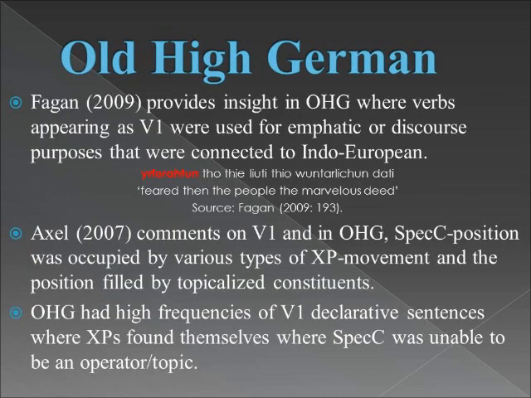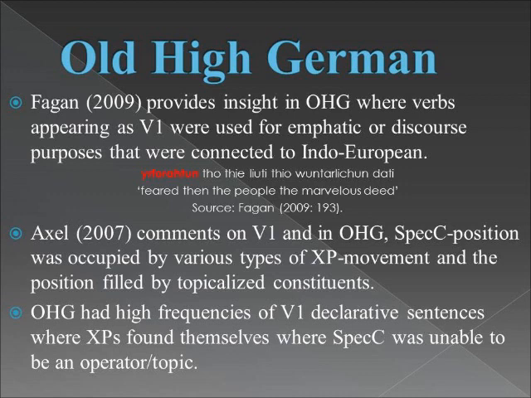So dealing with Old High German again, Axel 2009 provides insight on Old High German where verbs appearing as V1 were used for emphatic or discourse purposes. So an example that I have here, I put in red the finite verb feared, and it appears at the very beginning. And Axel was also commenting on the fact that there's a particle tho, which is an adverbial element, and when that's available, it means that the verb will appear as the first element. But throughout the course of German, this tho particle disappeared.